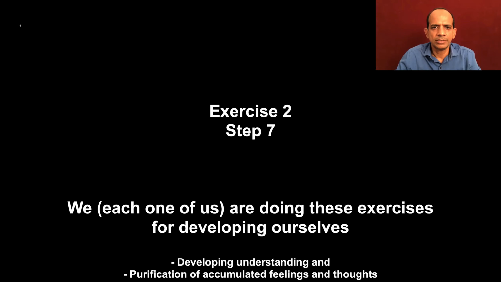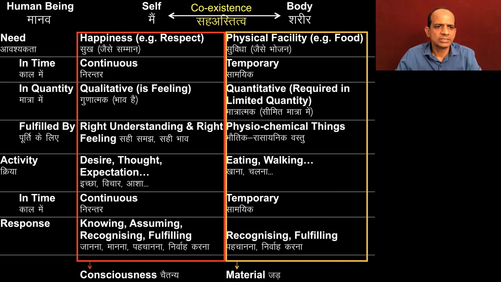Today we are going to discuss step 7 of exercise 2 and we'll also recapitulate all that we have discussed in exercise 2 so far. So we'll discuss step 7 today and that will conclude our exercise 2. Through the steps that we have been going through so far, I think it is now much more clear to you how the self is there, how the body is there, and how the two are transacting, how the two are there in coexistence. And when we discuss step 7 today, we'll also try to observe coexistence.